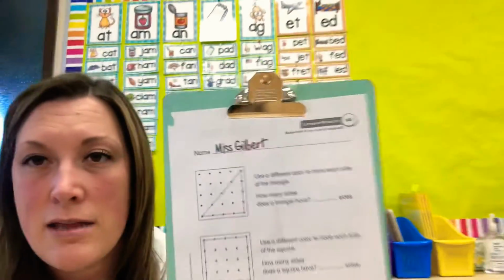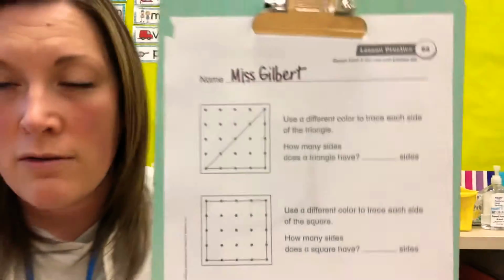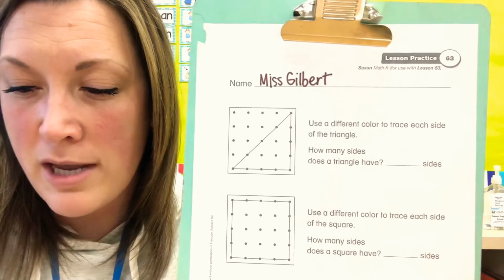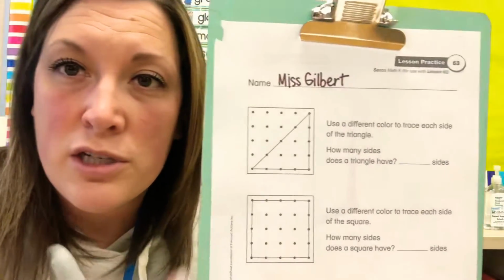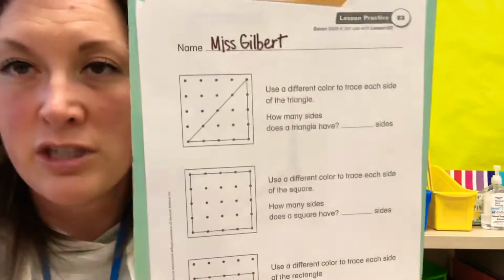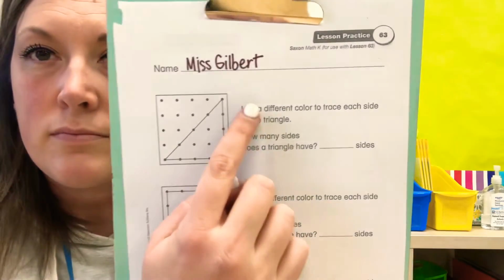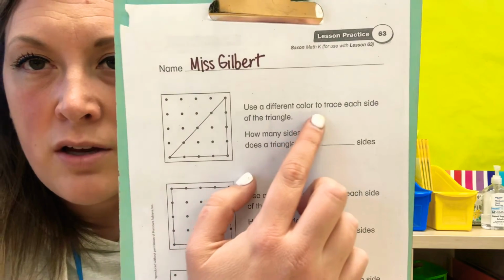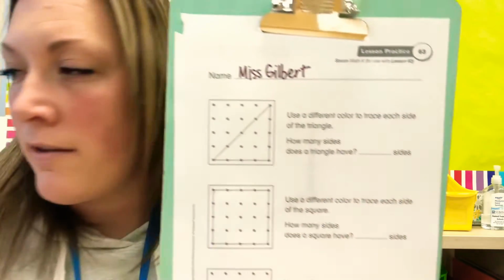Go ahead and pull out your math paper, which is lesson number 63. I already wrote my name, so go ahead and write your name. And we're going to be talking about the Geo Boards. Geo Boards are these boards here that have the little pegs that you can make different shapes with the rubber bands. This says, use a different color to trace each side of the triangle.